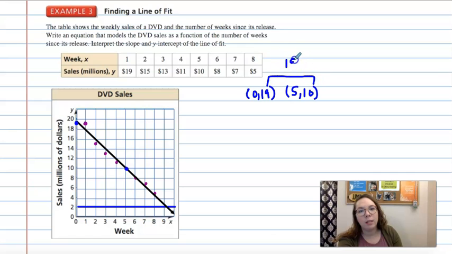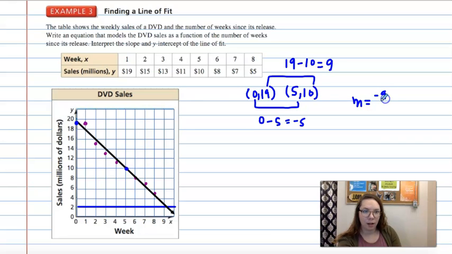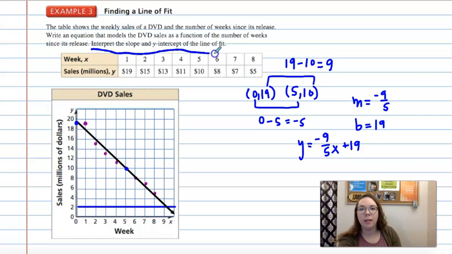So if I do 19 minus 10, that gives me 9. 0 minus 5 gives me negative 5. So my slope is negative 9/5, and my intercept is 19. So my equation is negative 9/5 x plus 19. Then the last part says interpret the slope and y-intercept of my line of fit. So we want to talk about what's happening here.